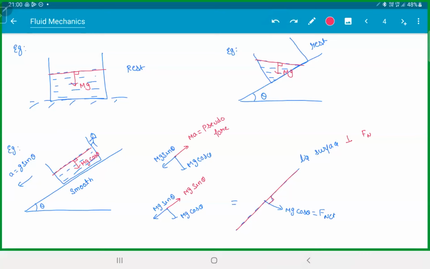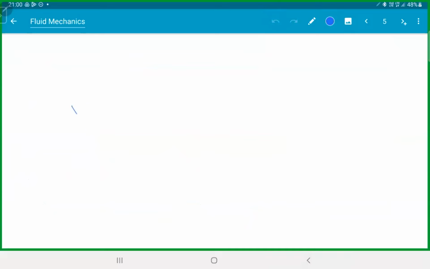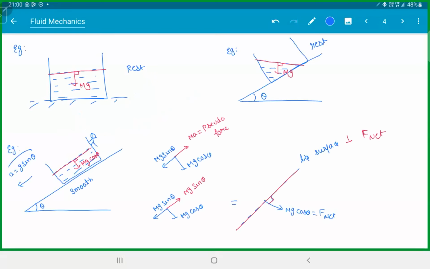Now, I'll tell you a technical reason why this is happening. See, it's logical also. If the container was at rest, the water here will come this way, na? And it will become like this, isn't it? But what if, when the liquid is coming here, the container is also going forward? Isn't it? Because the container also has g sine theta acceleration.